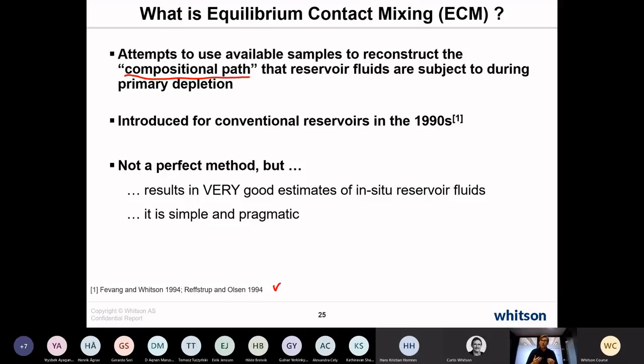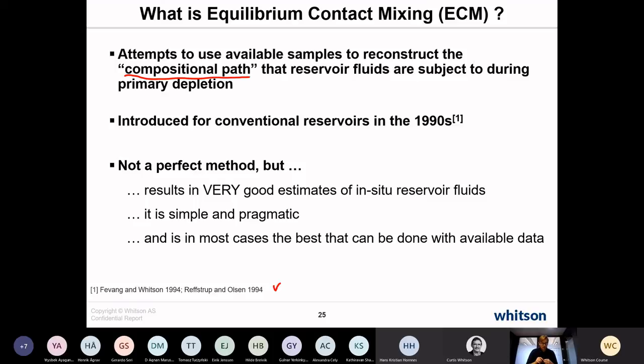It's simple and pragmatic. You can do it with readily available tools, and in most cases, it's the best that can be done with the available data, and definitely better than the alternative, which is simply to recombine the separator samples at the initial producing GOR.